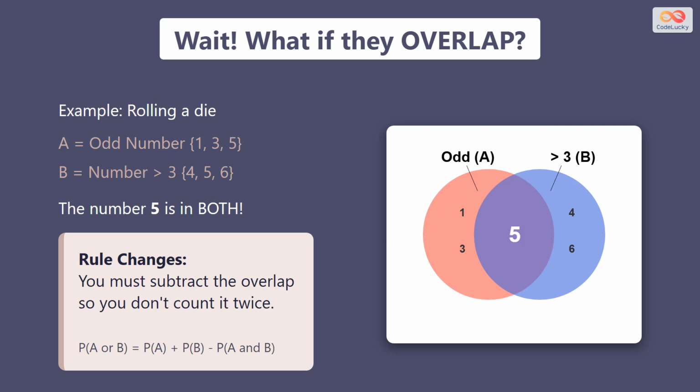It is crucial to be careful. If events are not mutually exclusive, this simple addition rule does not work. Look at this example, rolling an odd number or rolling a number greater than 3. The number 5 fits both categories. If we just added the probabilities, we would count the 5 twice. For overlapping events, we would need to subtract that overlap. But for today, we are focusing only on events where this does not happen.